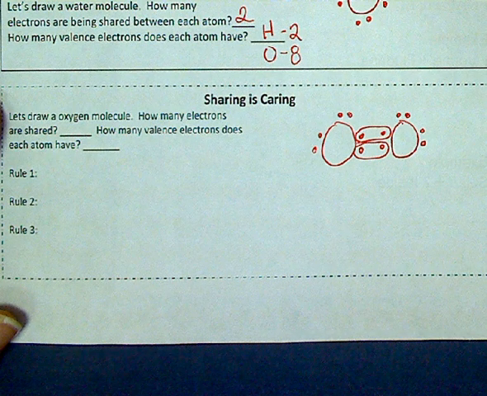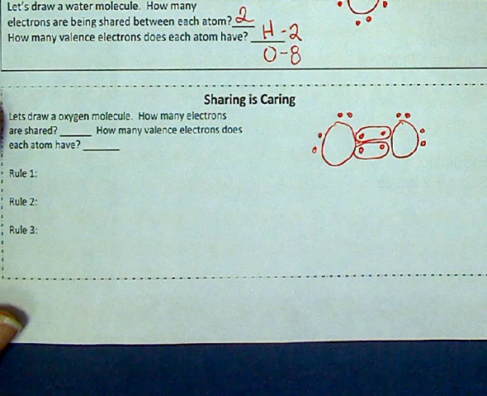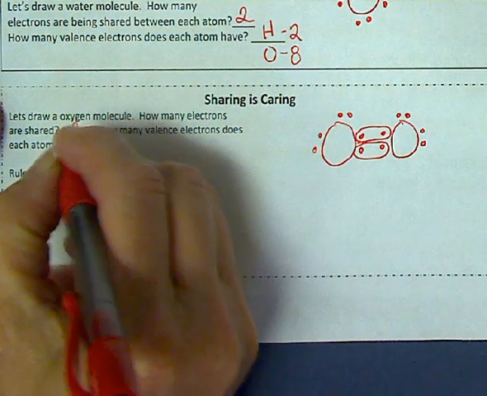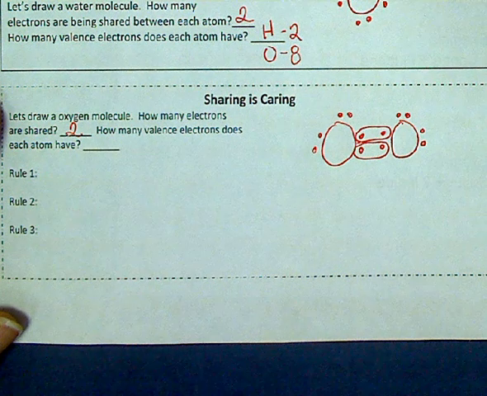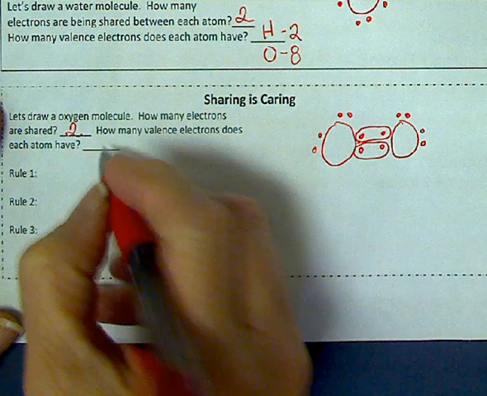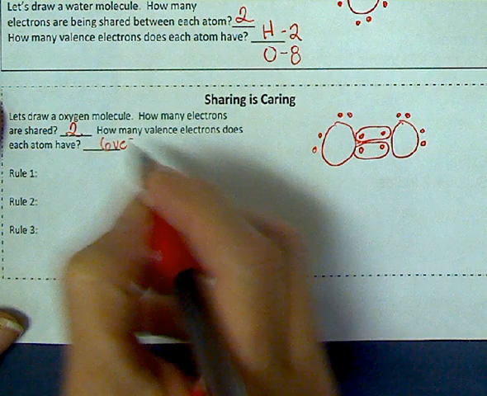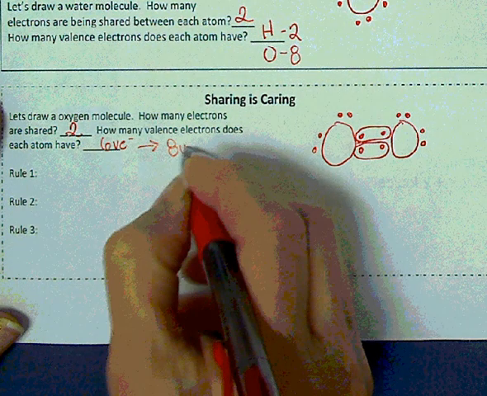So how many electrons are being shared? 2 each. How many valence electrons does each atom now have? Each atom started off with 6 valence electrons, but now after sharing, we have 8 valence electrons.